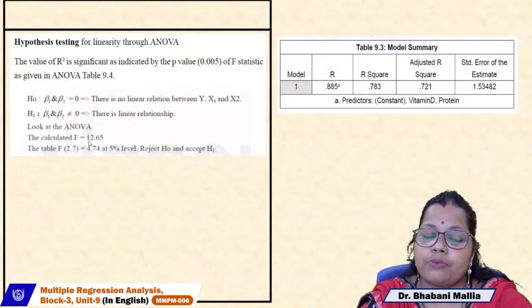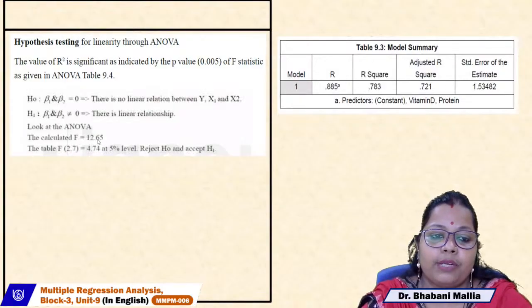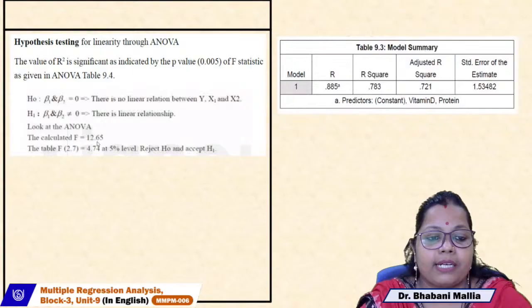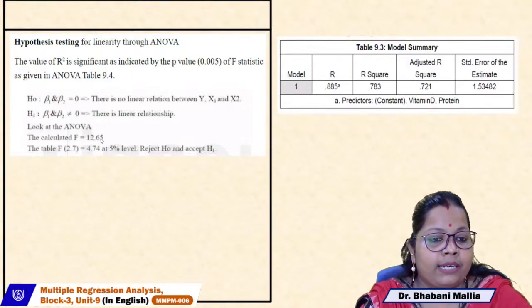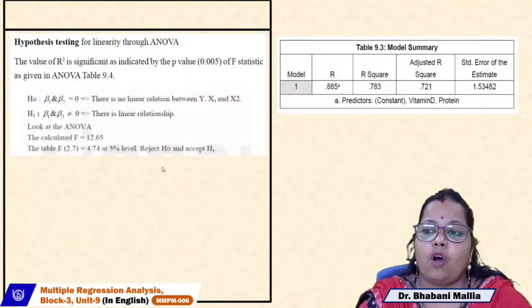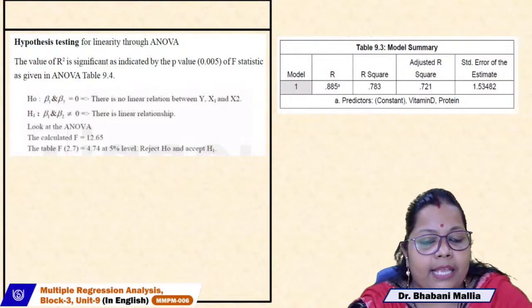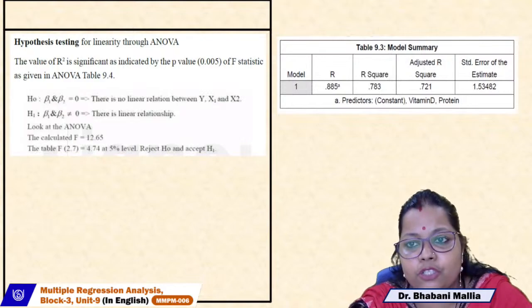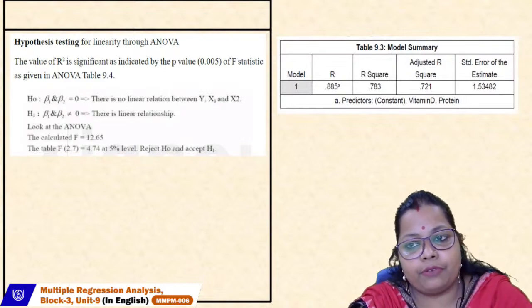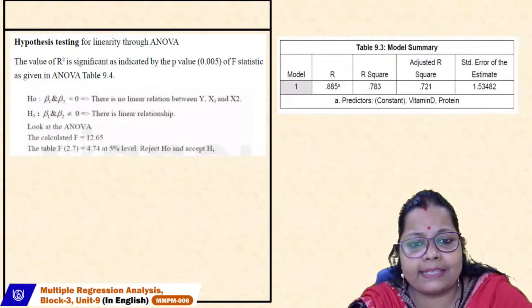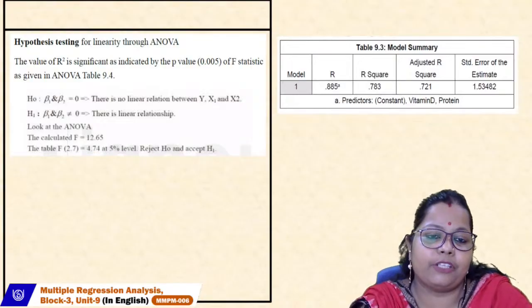Let us now compare the tabulated value with the calculated value. The calculated value is 12.65, whereas the tabulated value is 4.74. The calculated value is more than the tabulated value, so it is exceeding it, moving towards the rejection region. So we have to reject H0, and as we know, if we reject H0, we will definitely accept H1.